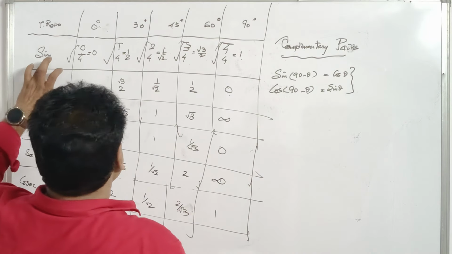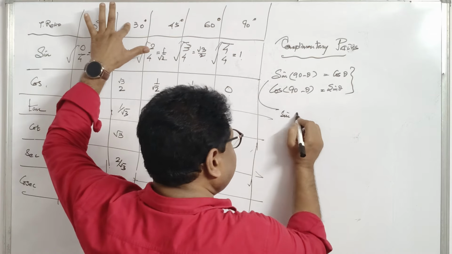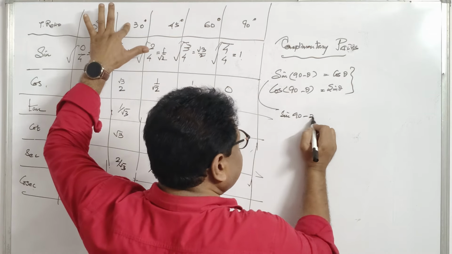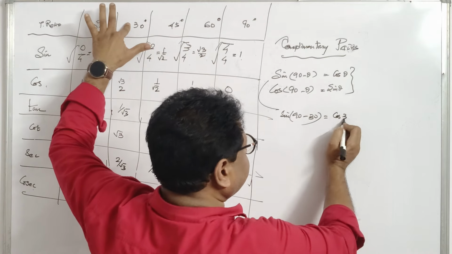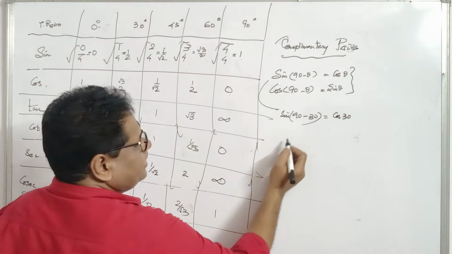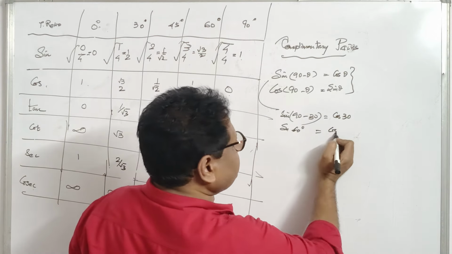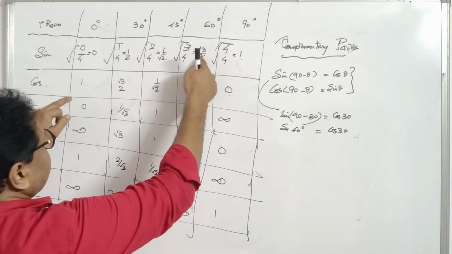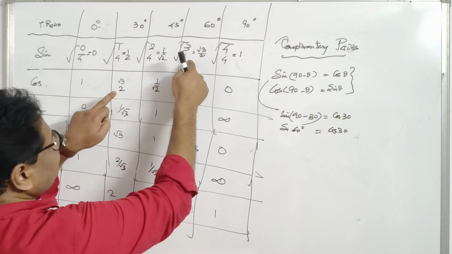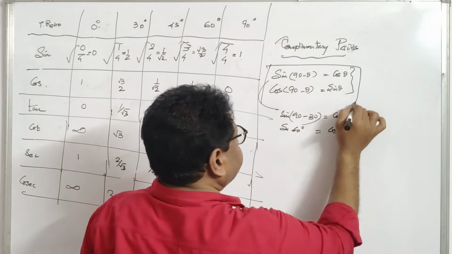Suppose we are applying sine 90 minus 30. This is equal to cos 30. You can prove it. Sine 90 minus 30 is sine 60, and cos 30, yes, both are equal. Sine 60 is also the same as cos 30. So you can see these two values are the same. This is our first pair.